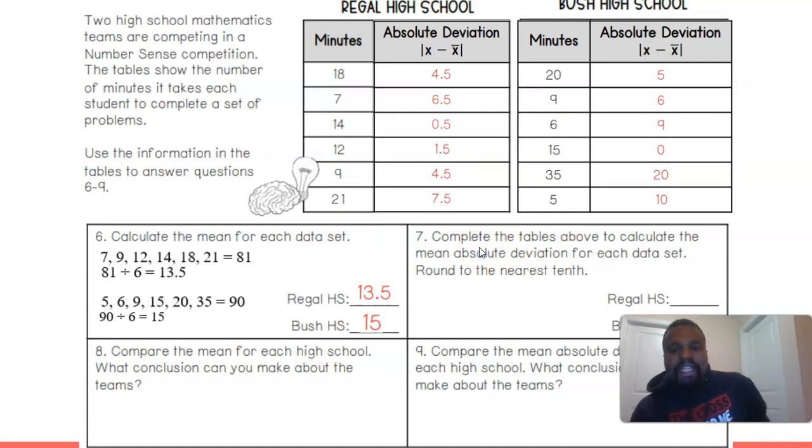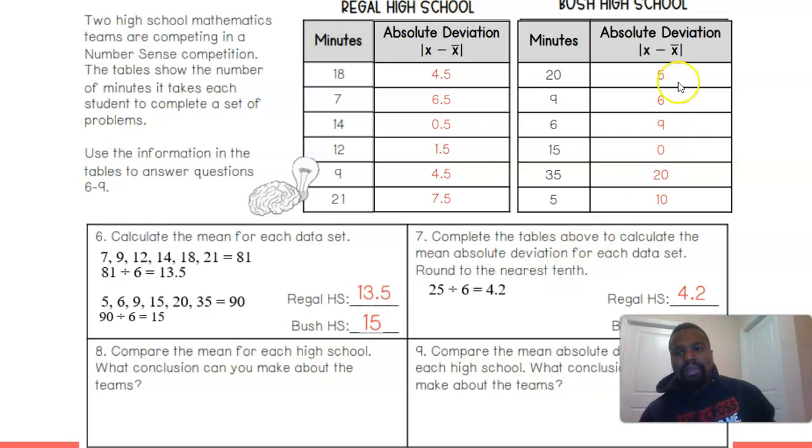So this is how it deviates from the mean. And then once you do your deviation, you just find the mean of the deviation. All right. So for Regal High School, when I add all these up together, I get 25. And then 25 divided by 6, because there's 6 numbers, gives me 4.2. So the mean absolute deviation for Regal High School is 4.2.